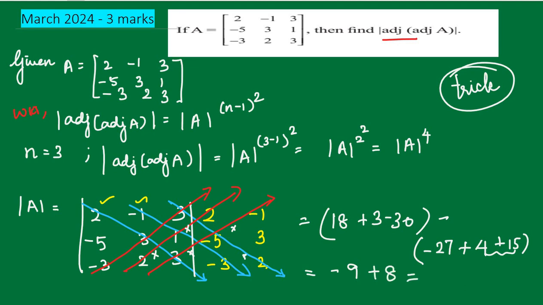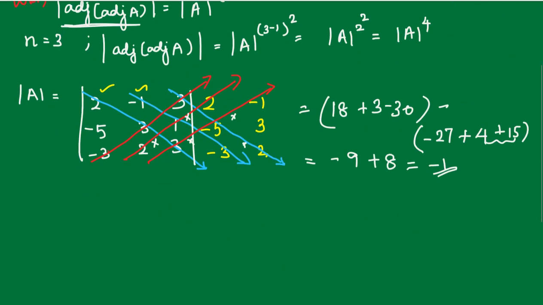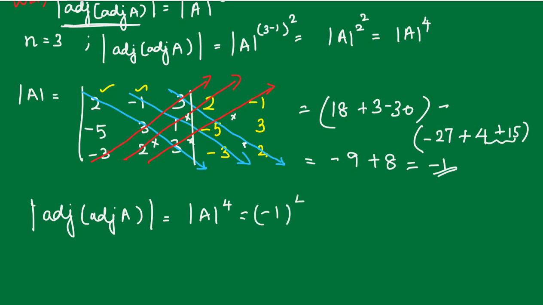Now the value of the determinant is equal to minus 1. The value of determinant of A is minus 1, and now our aim is to find the determinant of adj(adj A). Therefore determinant of adj(adj A) is equal to, we know, determinant of A whole power 4, which is equal to minus 1 whole power 4, which is equal to 1.